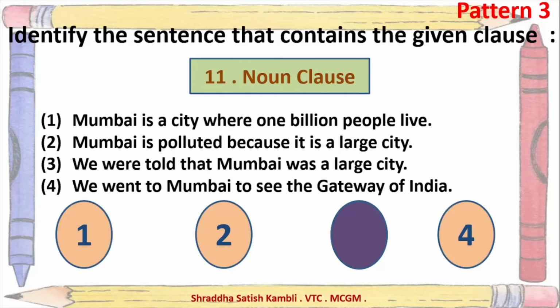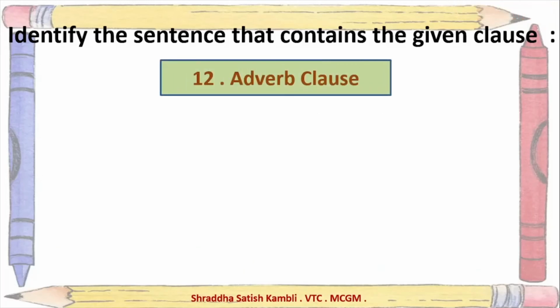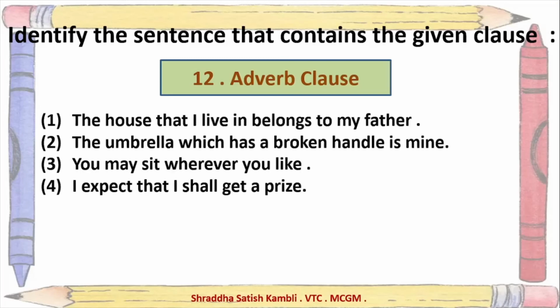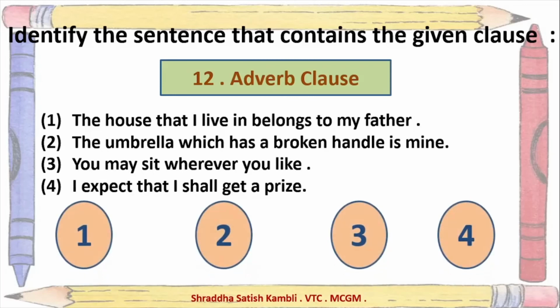Moving to question number 12. You have to now identify the sentence which has got an adverb clause in it. Let me read the sentences for you. The house that I live in belongs to my father. The umbrella which has a broken handle is mine. You may sit wherever you like. I expect that I shall get a prize.